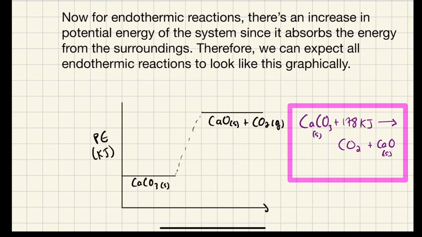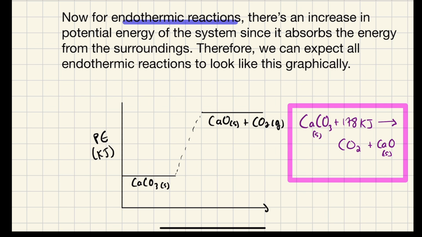Now for endothermic reactions, remember that there's going to be an increase in potential energy of the system because the system or the reaction itself will absorb the energy of the surroundings, and that's what actually causes the surroundings to cool. So because we can expect an increase in potential energy, the graph can be expected to go upwards. And that's particularly why if we look at this endothermic reaction over here in fuchsia, calcium carbonate decomposes with 178 kilojoules of energy to produce carbon dioxide and calcium oxide.